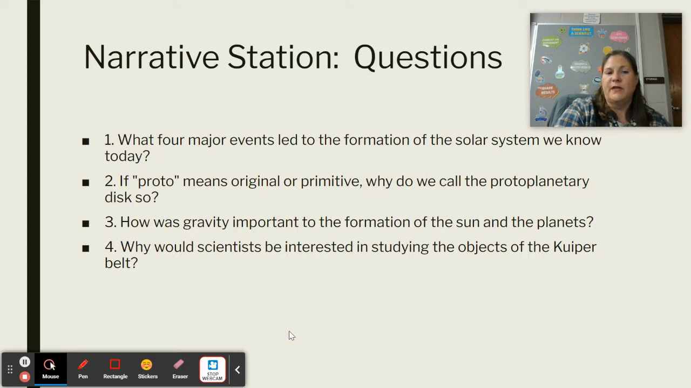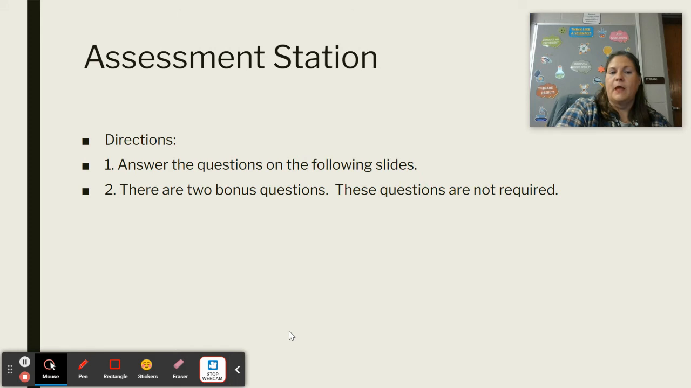So use that information to answer the questions. You are welcome to go back and look at the narrative to get answers. Now we have the assessment station. You're going to answer the question on the slide, and there are 2 bonus questions that are not required to be answered.